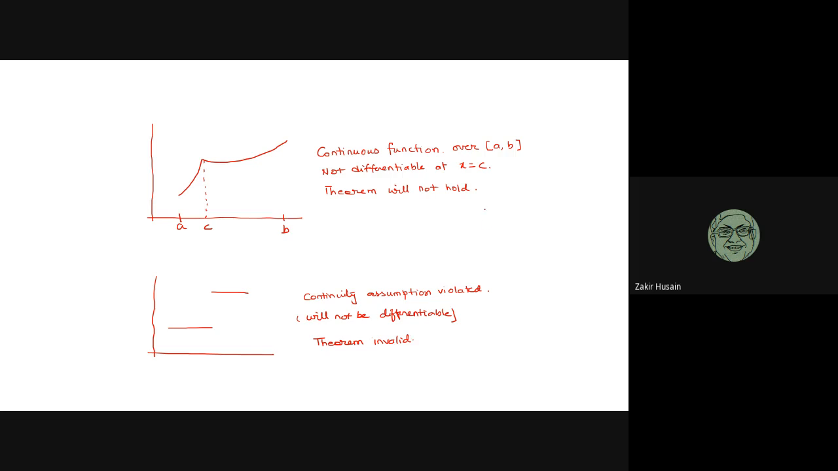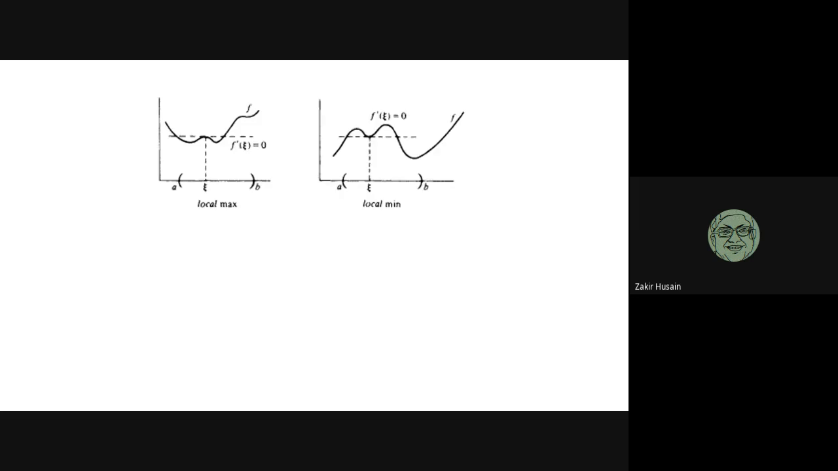But if I have a function like this, okay, I've not drawn it properly. Sorry. Then at some point over here, f prime is equal to 0. This is both continuous and differentiable.